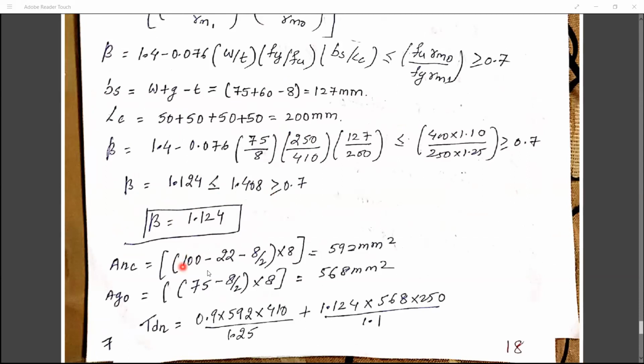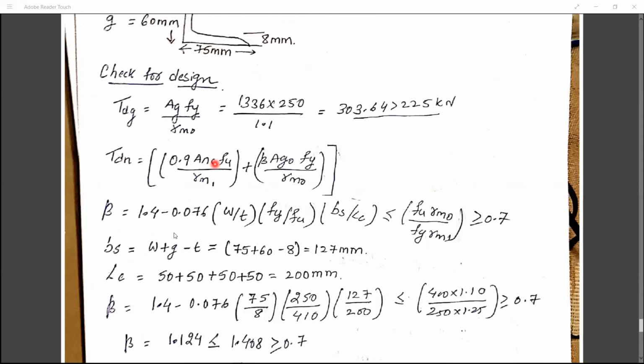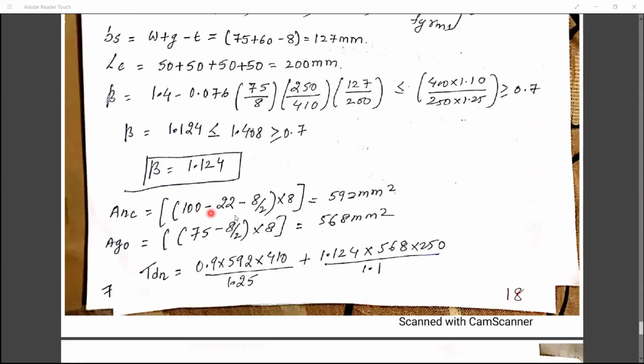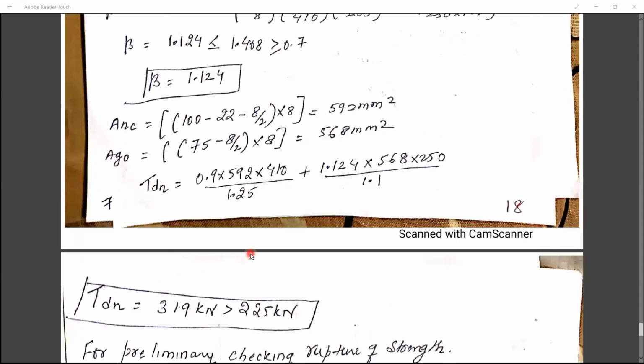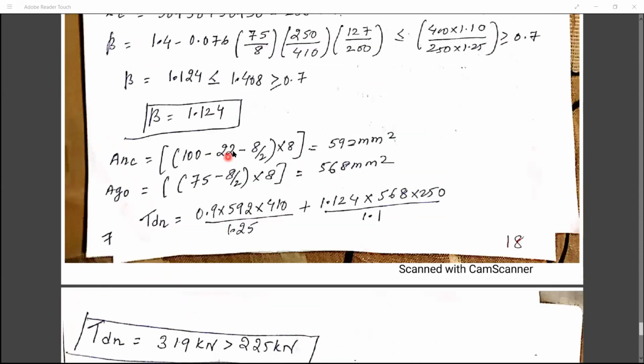How to calculate ANC? To determine ANC and AG naught. ANC is 100 minus 22. What is our 100? This is our outstanding leg, 60 plus 40. Our section is 100 into 75 into 8, so 60 plus 40 becomes 100 only. 100 minus bolt value 22 minus 8 by 2, where 8 by 2 is our thickness, into 8. That gives 592 mm square. Then AG naught is 75 minus 8 by 2 into 8.